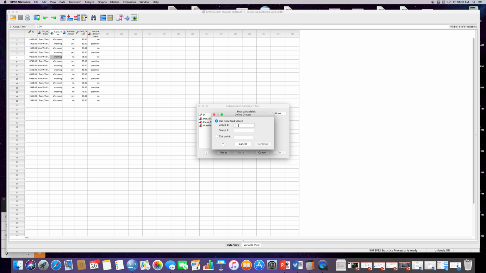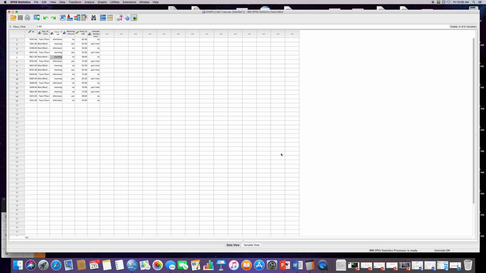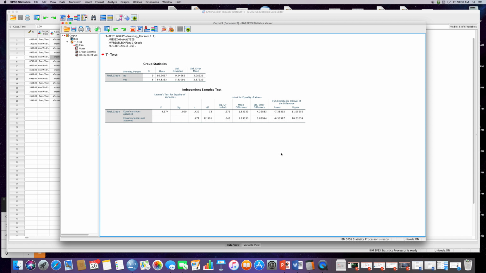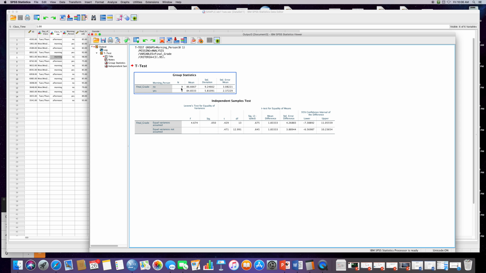If you think back to our labs, we gave them a 0 if they were not a morning person, and we assigned them a 1 if they were a morning person. You can double check the options. It should say 95% confidence, and then click OK to run the analysis. Your output window should look something like this. With the dummy data that I had here, I had 9 people that said no, they're not a morning person, and 6 people that said yes, they were a morning person.